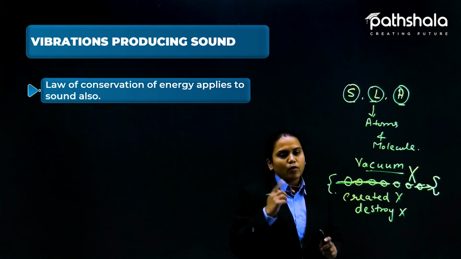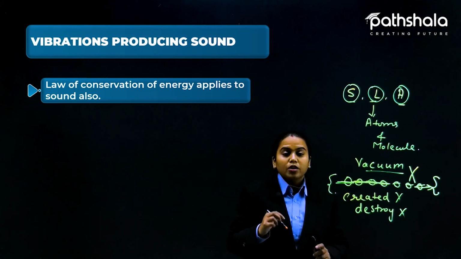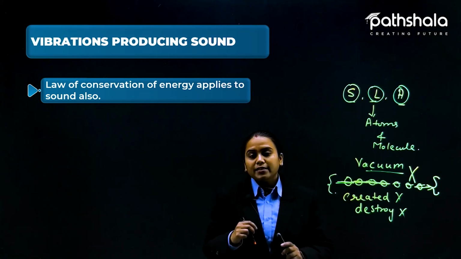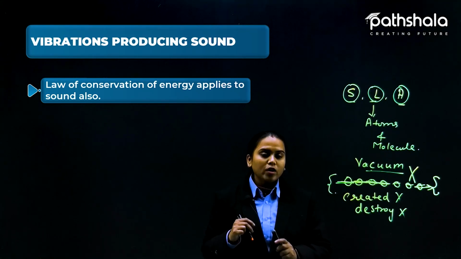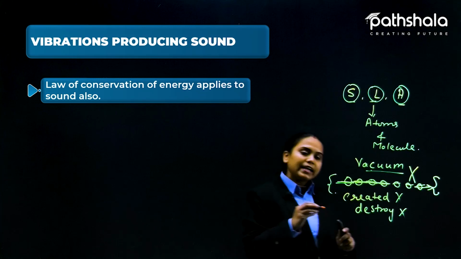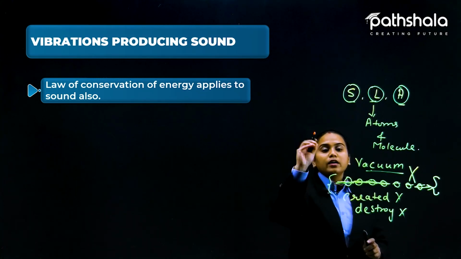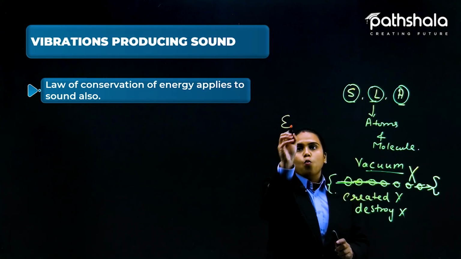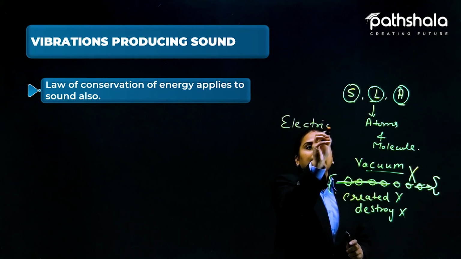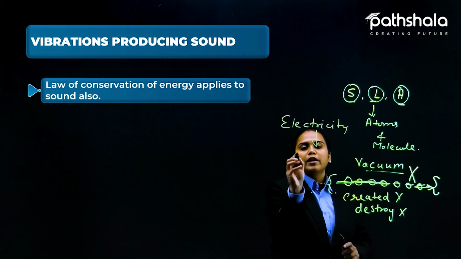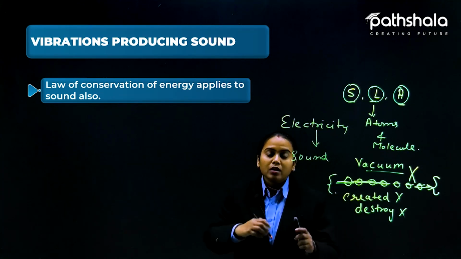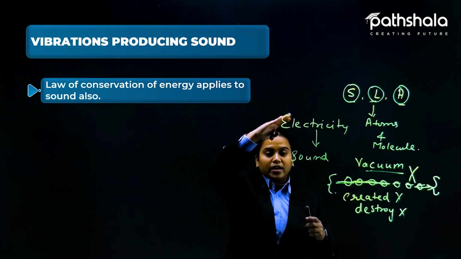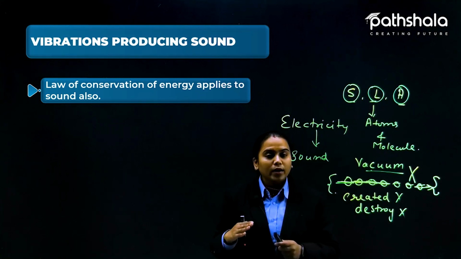Likewise, I am quickly giving you an example. You have seen that nowadays we do not have hammer bells at schools. We have electrical bells. So in the case of an electrical bell, what is going on? Electricity gets transformed into sound energy. That is why we are able to hear the sound. Electrical energy is converted into sound.